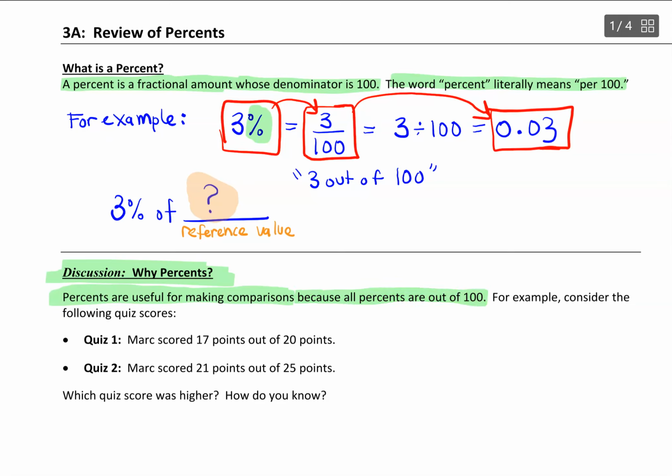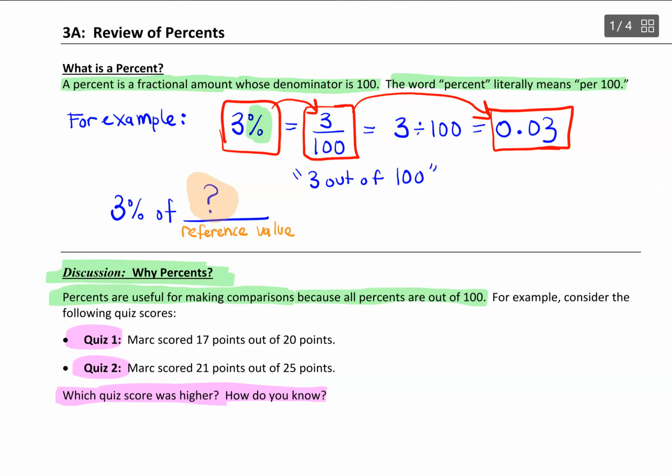So let's look at an example here. Let's consider these two quiz scores. Okay, so quiz 1, Mark scored 17 points out of 20 points. Not bad. And then on quiz 2, Mark scored 21 points out of 25 points. Okay, which score was higher?